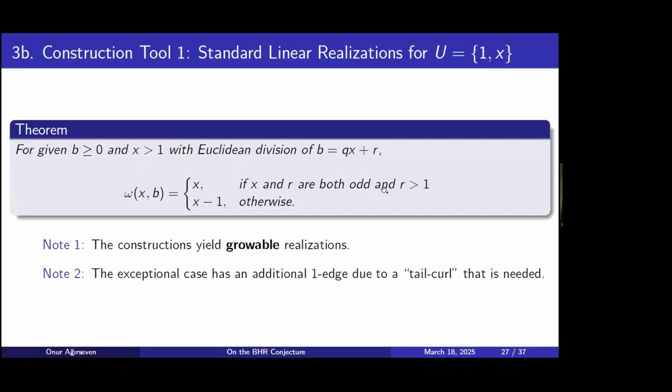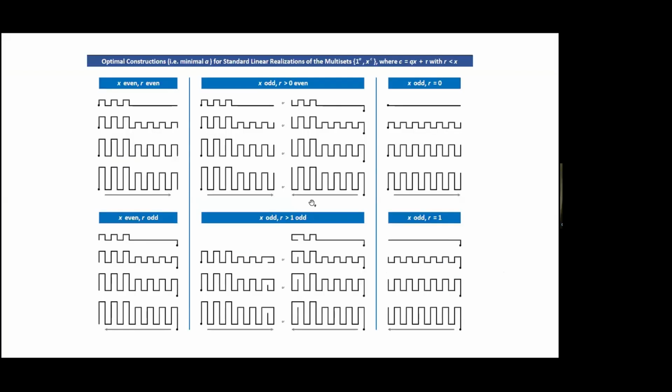But in this one case, I cannot do that because I need what we call a tail curl. They will become clear when I show you the pictures. And for the specialist, these, of course, give us what's called growable realizations. That will also become clear as soon as I show the next picture. All right, next picture. So this is what growable means. These constructions that we have, they can be extended up and extended down by adding multiples of your x. And the constructions depend on the parity of x and r.